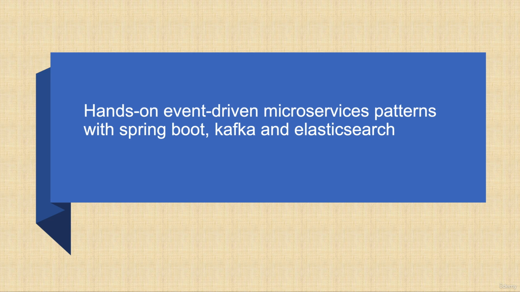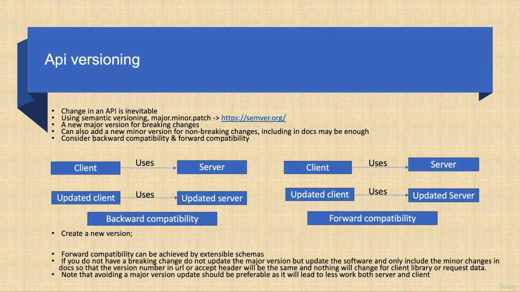Hi everyone. In this lecture, we will talk about API versioning. APIs can evolve and changes in APIs are inevitable. That is okay, but what kind of changes should we allow and how do we do the changes?